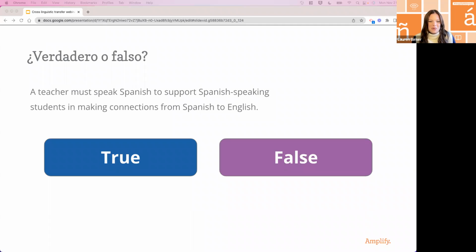Great. Looks like most of you landed on false. I did see one person say it helps. Absolutely, it helps. But teachers should not feel discouraged in supporting their students who are Spanish speaking, because there are ways that they can still support cross-linguistic transfer without actually speaking the language itself.